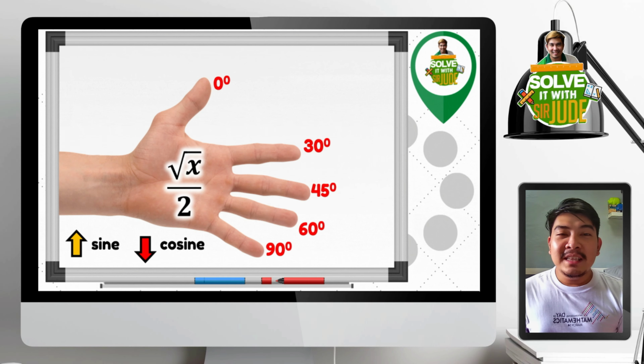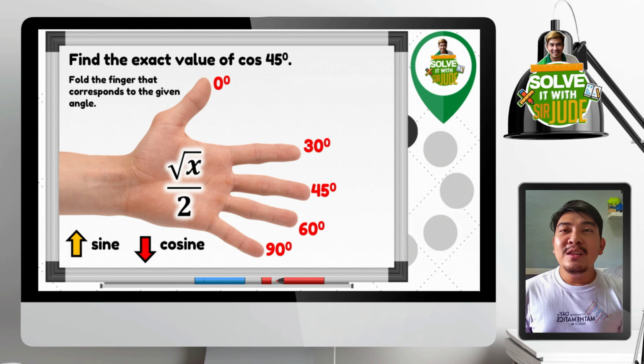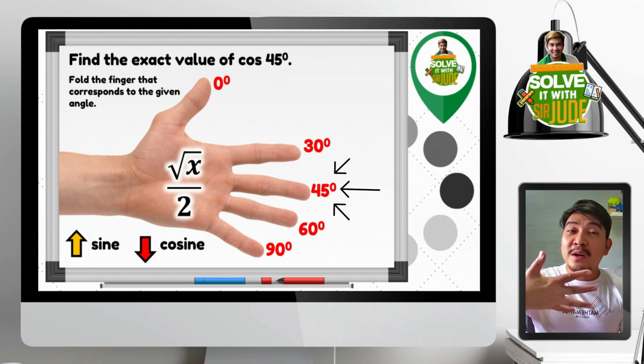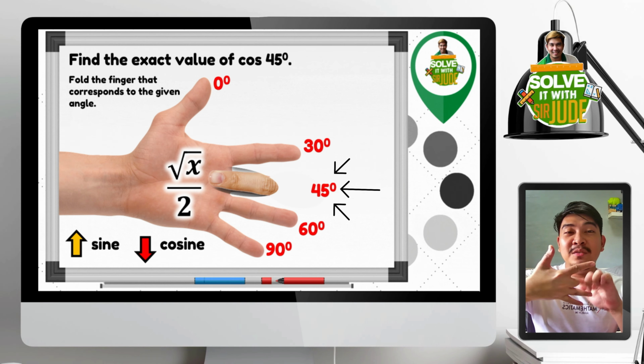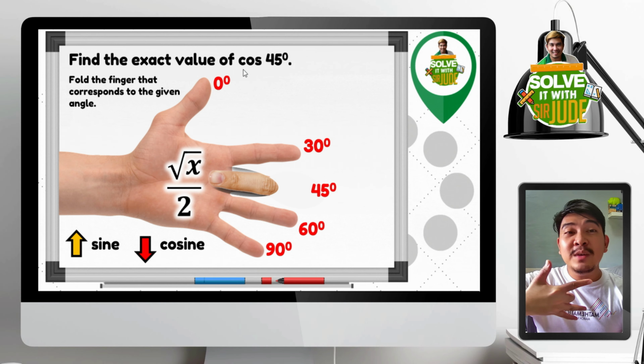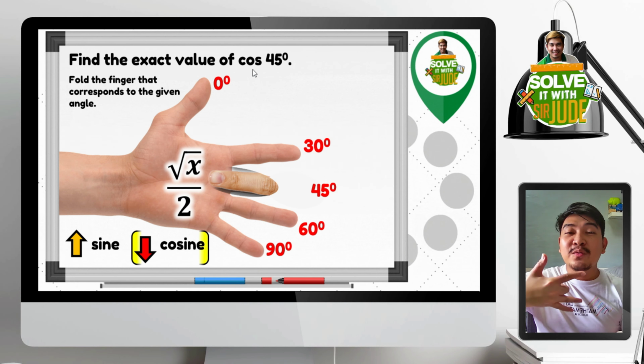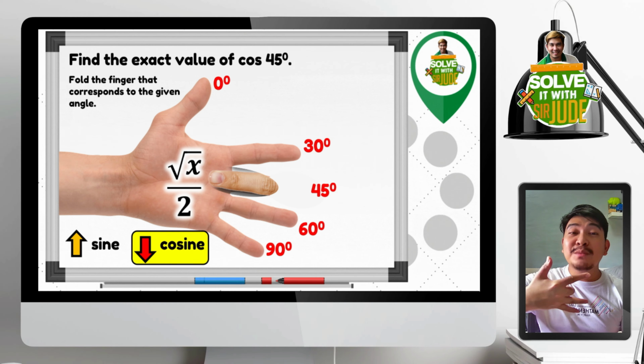So how about this one? It is your turn. Find the exact value of cosine 45 degrees. What's your answer? So we need to fold the finger that corresponds to 45 degrees, which is our middle finger. And then the trigonometric ratio used is cosine. So therefore, we need to count the number of fingers below.